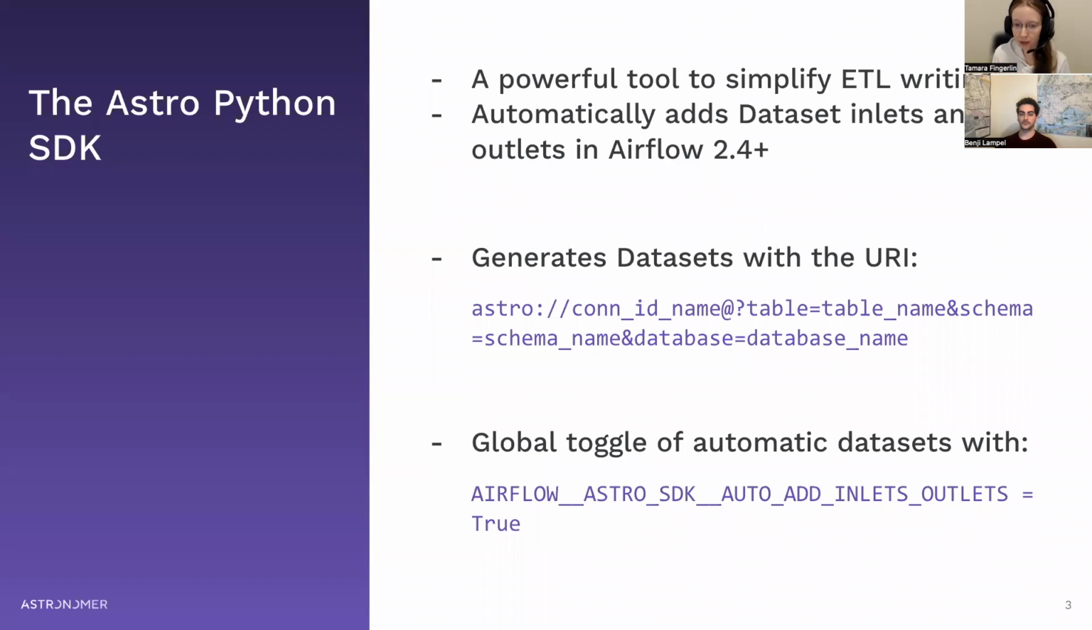You can recognize these auto-generated datasets because the URI that is auto-generated starts with Astro and uses the template that is on the screen. So this all happens without you having to do anything. This happens automatically with all permanent tables. But if for any reason you don't want this automatic addition of datasets, you can turn the behavior off by toggling the environment variable on the screen.